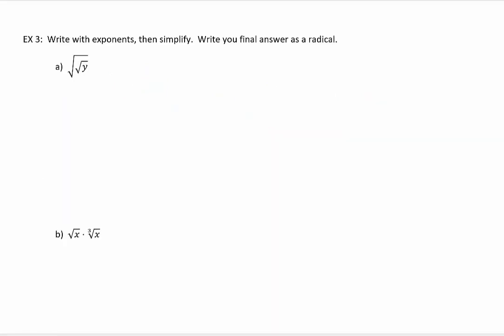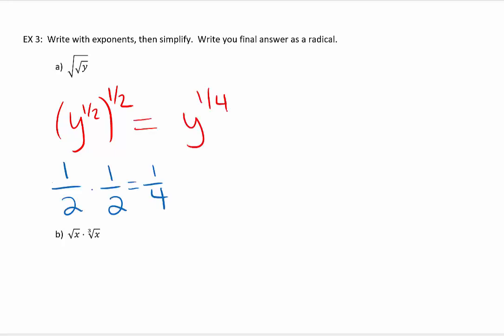Finally, we're going to put all this information together. We're going to be given problems that have radicals. And the directions say write with exponents, then simplify, then write with a radical. Okay, so we're going to put together everything we've learned. The first thing I'm going to do is change this problem so it has exponents. Square root of y is y to the 1/2, and then we have that extra square root. That's another 1/2 power. When we have parentheses, we multiply the exponents. 1/2 times 1/2, we just multiply straight across, and we get 1/4. So y to the 1/4.